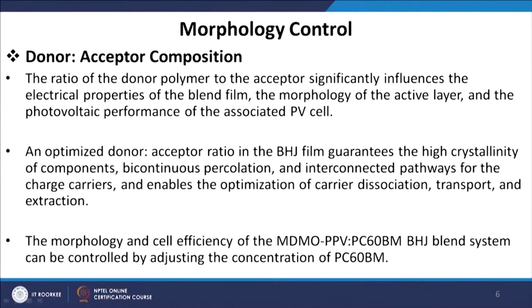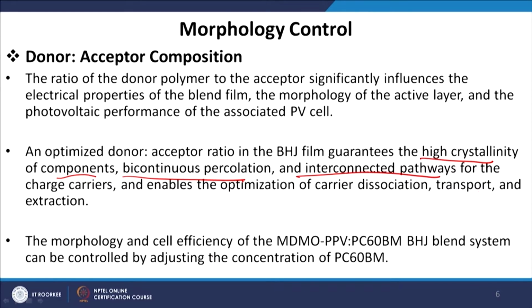An optimized donor acceptor ratio in the BHJ film guarantees high crystallinity of components, bicontinuous percolation and interconnected pathways. These are very important terminologies. So, basically a good morphology implies a high crystallinity of the components, bicontinuous percolation and interconnected pathways for the charge carriers, and enables the optimization of carrier dissociation, transport and extraction.